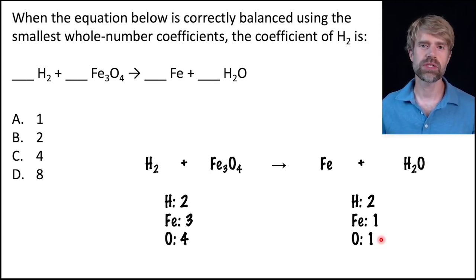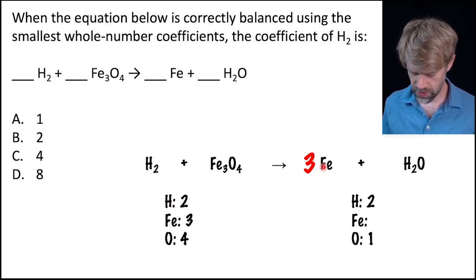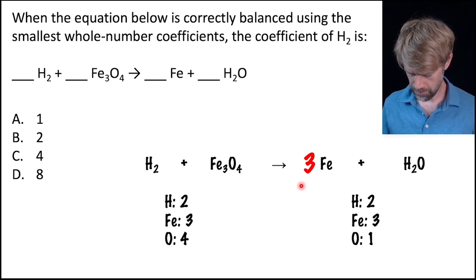Let's start balancing out the irons. We have 3 on this side, and we have 1 on this side. So we'll put a 3 here in front of iron. And now we have 3 Fe. Okay, so now the irons balance.